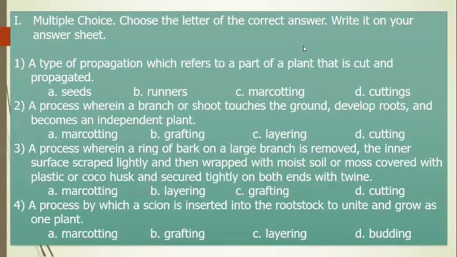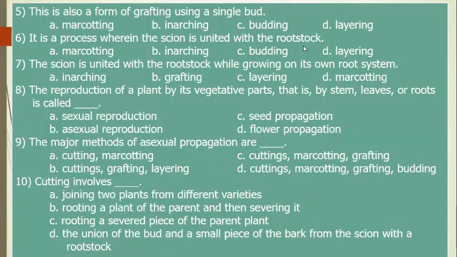Number 1. It's a multiple choice. You're going to choose the letter of the correct answer. Write it on your answer sheet. Okay, so work on 1 to 4. Read the sentences or the questions properly and choose your answer. Write down your answer. Then 2, 3, and 4. So let's proceed to 5 to 10. Read properly.